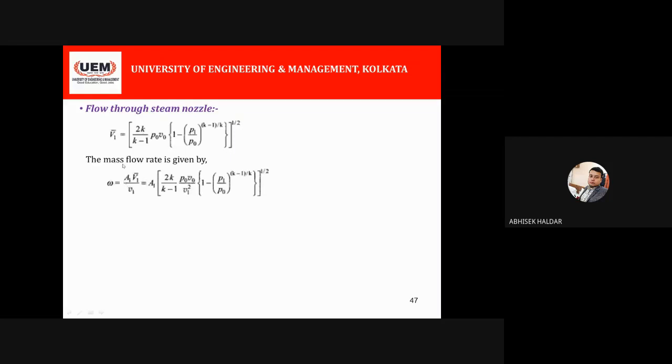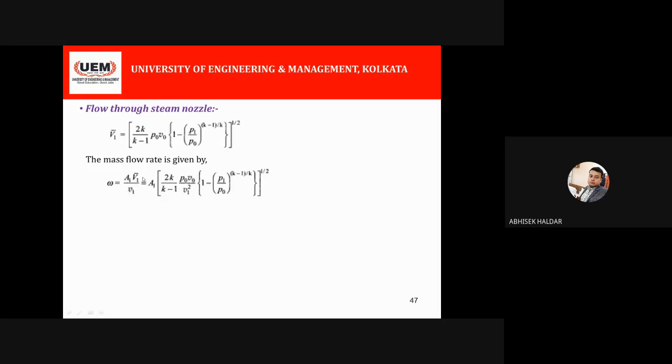Now if I want to calculate the mass flow rate, once I have got the velocity, I can obviously calculate the mass flow rate. Very important equation: omega equals A1 V1 by small v1. In the steady flow energy equation you have also used this equation. The same equation will be used over here also. The basic equation is the same. Omega is the mass flow rate, A1 is the area at the outlet, V1 is the velocity at the outlet, small v1 is the specific volume at the outlet.